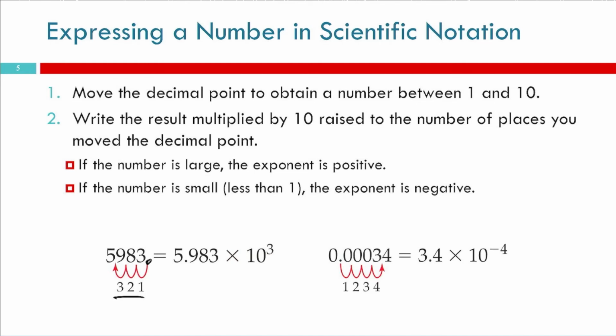And then for decimal numbers, if we're moving it to the right, then we're going to do 10 to the negative. So we have the decimal here, but we're going backwards. So 1, 2, 3, 4. That's why you get 3.4, because we move the decimal place to here, times 10 to the negative 4.